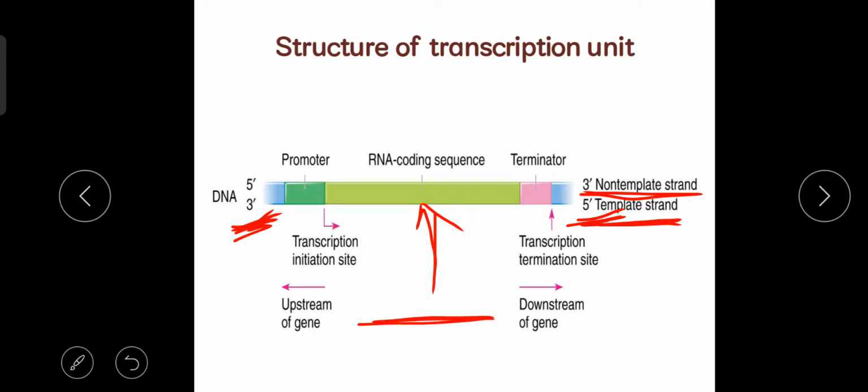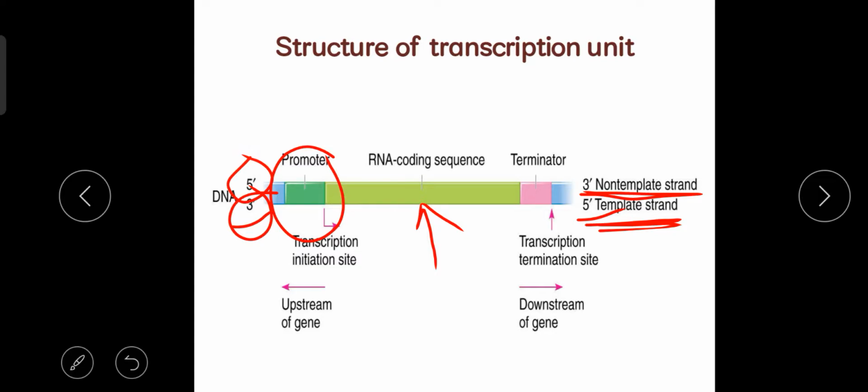Okay, so now what is the promoter? Which one is the region of the promoter and which one is the region of the terminator? Here see, this is the promoter. The dark green region of the DNA molecule is called the promoter, and this pink region is called the terminator. So this is the whole structure of the transcription unit. This is just a few sequences of the DNA molecule which take part in transcription, not the whole DNA molecule. The dark green promoter is present at the 3' end of the template and 5' end of the non-template or coding strand, and the pink terminator is found at the 5' end of the template and the 3' end of the coding strand.